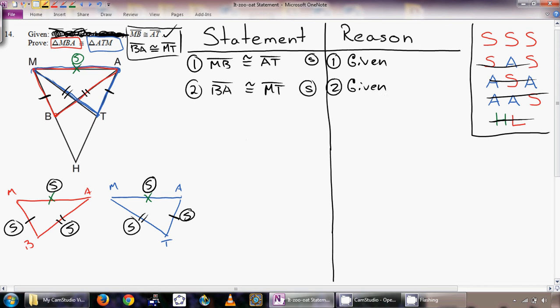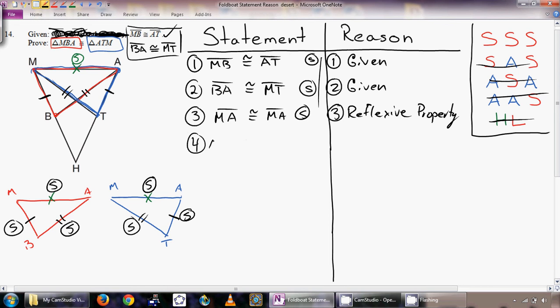And then 3, the one that I brought to the table, was that MA is congruent to itself, and that's another side. And how did I know that? Well, that's the reflexive property. And this is actually one of the easier ones, easier to write up at least. It's only 4 steps. I've got my 3 facts. Now I can say triangle MBA is congruent to triangle ATM via the side-side-side postulate.